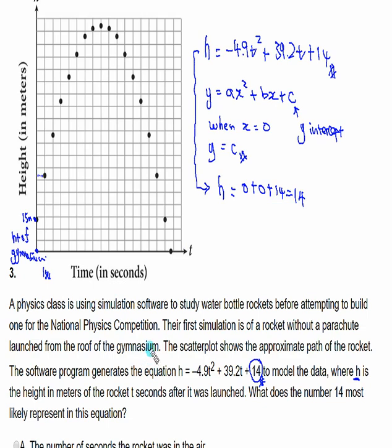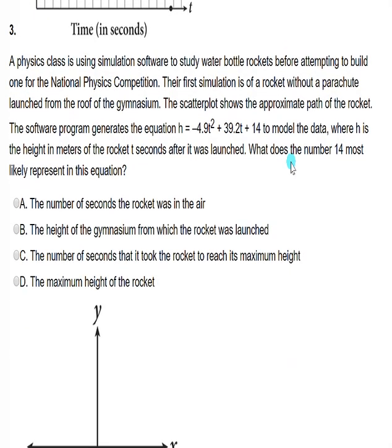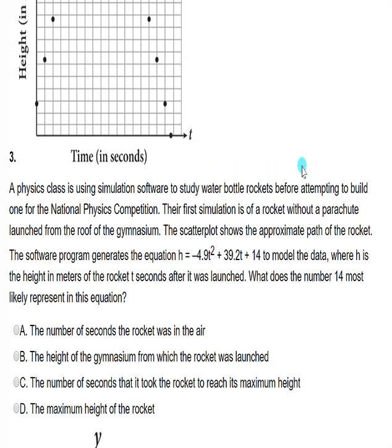Okay, so let's look at the answer and pick the correct one. Let's look at it. So the height of the gymnasium from which the rocket was launched. So this would be the answer.